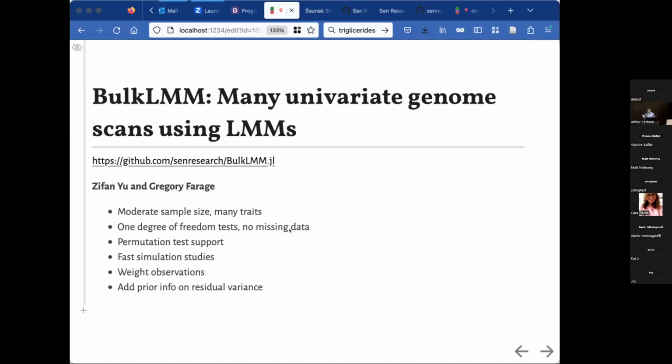We have to make some compromises in order to get the speed. There is support for permutation tests, and you can use it for simulation studies. You can weight observations, and you can also do a little bit of Bayesian, like add a prior on the residual variance. You'll hear more about that later today.